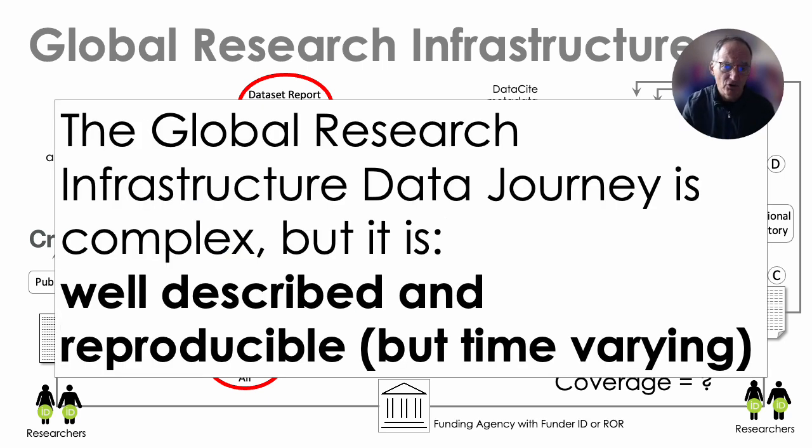One of the important things about the data journey for the global research infrastructure is that it is complex, but it's also well described in various parts of the Chorus website, and it's also reproducible. We know what the steps are. We can execute those steps ourselves and understand aspects of them. But it's also important that the sources and the processing change as a function of time. So we can reproduce it, but we can only reproduce it at a given time.